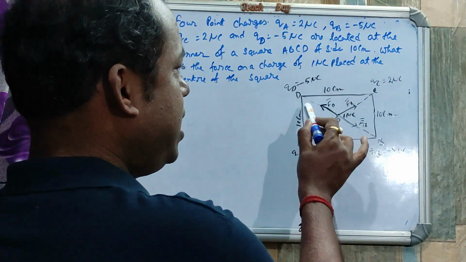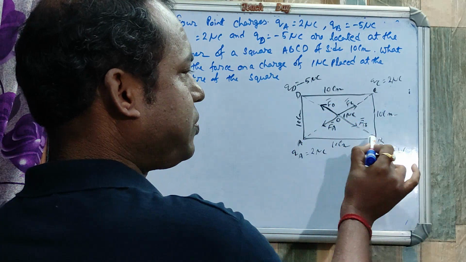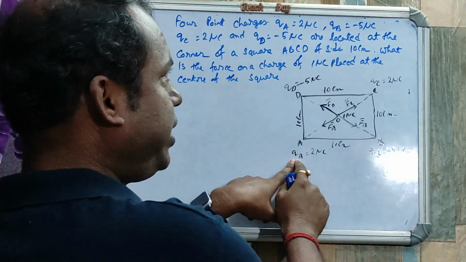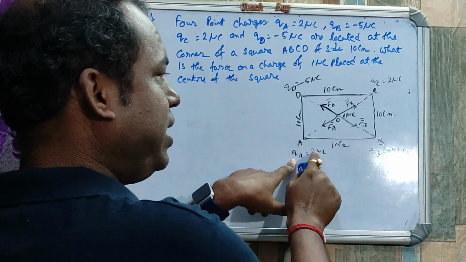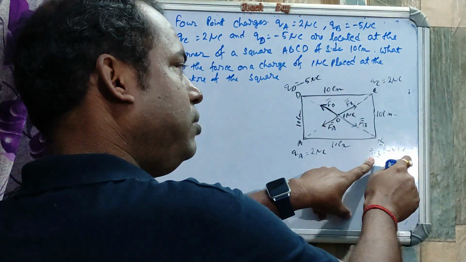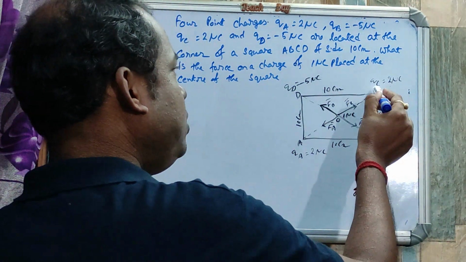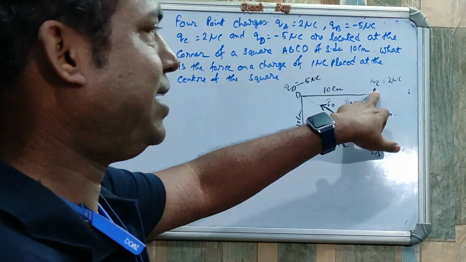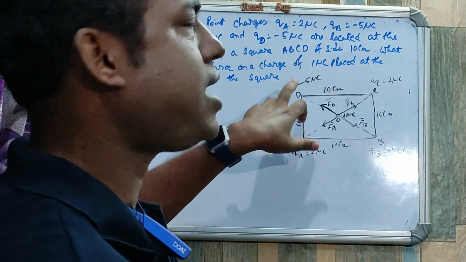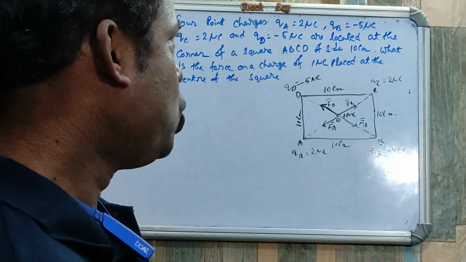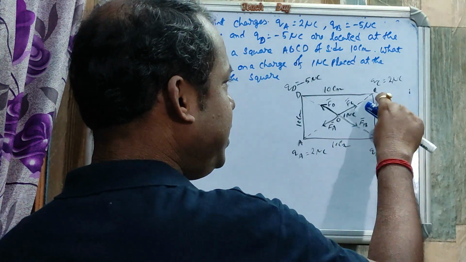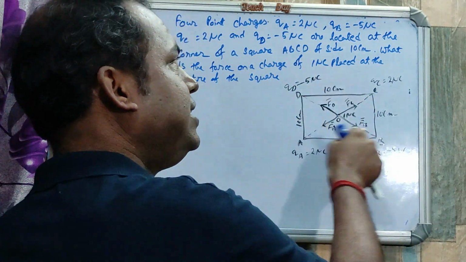Just check it out. This is the square ABCD. The four charges: first one, QA, is 2 microcoulomb, placed at corner A. QB, that is minus 5 microcoulomb, is placed at B. QC, 2 microcoulomb, at corner C, and QD also equals minus 5 microcoulomb, at corner D. So the sides AB, BC, this is a square, so all are 10 centimeter.